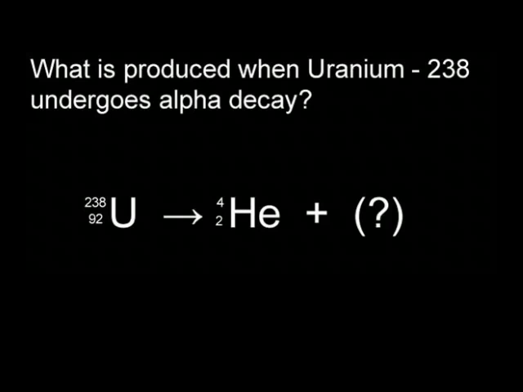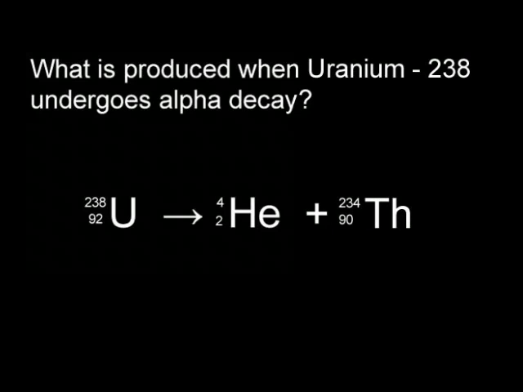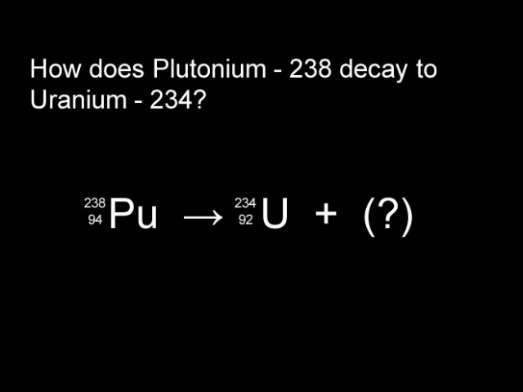What happens when uranium-238 undergoes alpha decay? It turns into thorium-234. How does plutonium-238 decay to uranium-234? Undergoes alpha decay. Notice the atomic number goes down by 2 and the atomic mass goes down by 4.